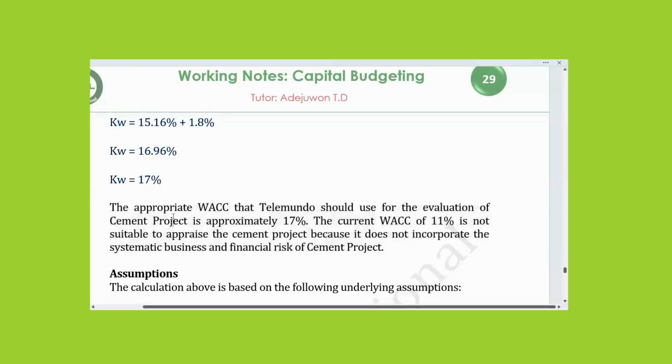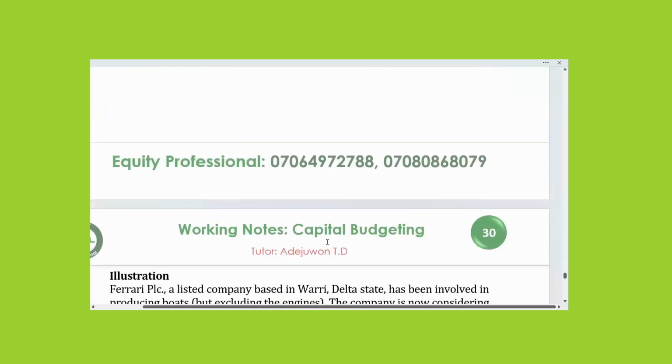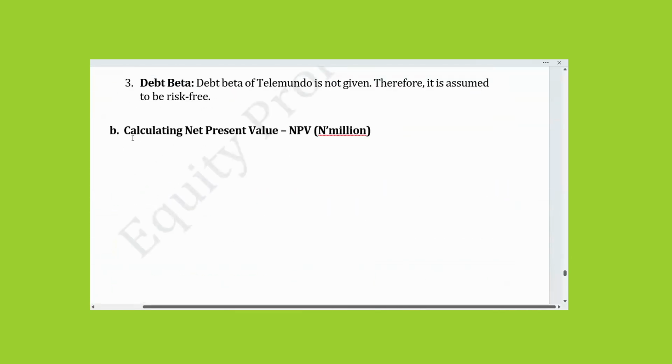All right, so the examiner says you should calculate the appropriate cost of capital. You have done that. You are also asked to comment on why the existing WACC of 11% is not suitable. We cannot use this 11% to evaluate cement projects because the 11% WACC does not incorporate the risk associated with cement production. So that's why we can't use the 11%. So that is that. Now requirement number B, we want to calculate NPV. Let me call it number B1.